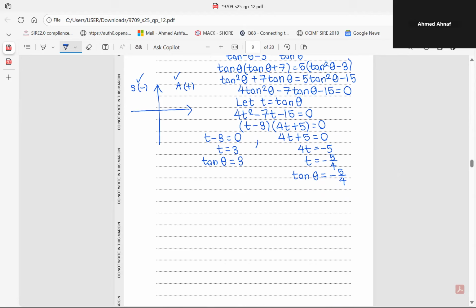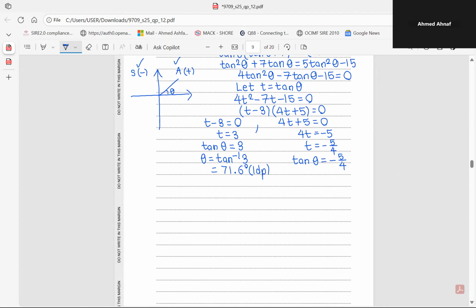Okay, so let's solve tangent theta equals to 3. Since this is positive, this theta would be in the first quadrant. It would basically just be the basic angle. So for theta, just take the inverse and type it into your calculator. Make sure your angle units is in degrees because the domain is in degrees. So we get 71.6 degrees to 1 decimal place.